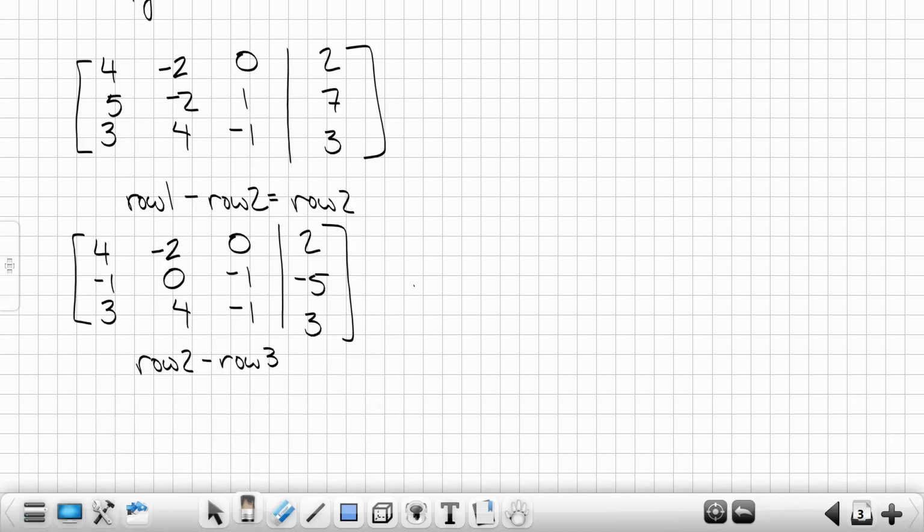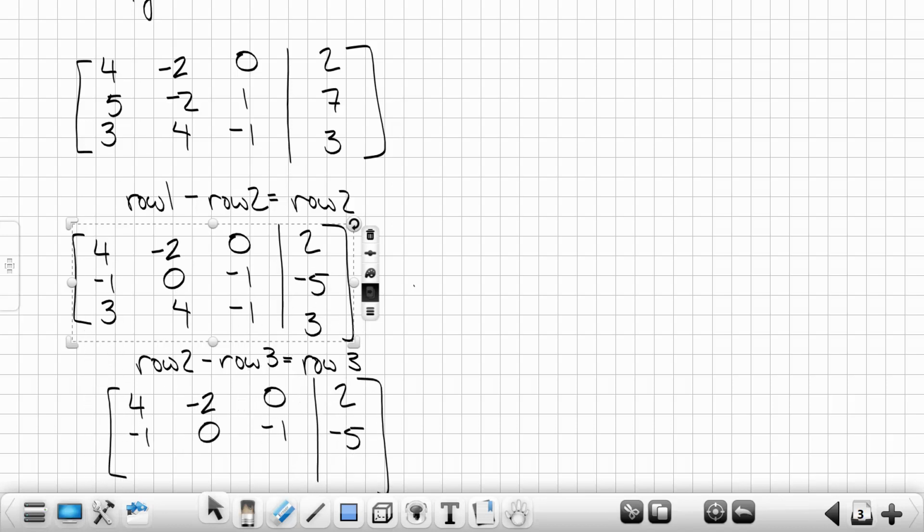So row 1 equals my new row 3. Makes the new row 3. All right, so negative 1 minus 3. 0 minus 4. Negative 1 minus negative 1, 0. So got another 0. It's okay.